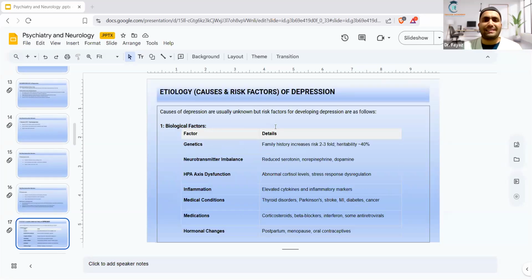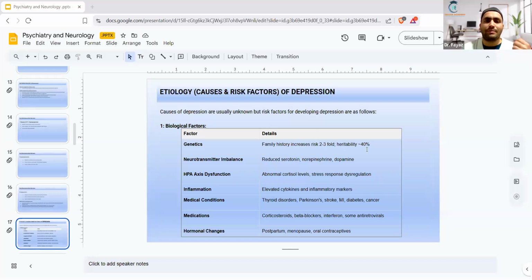Now, when we discuss etiology or causes of depression, in most cases we do not find any cause for depression. We have some risk factors, most importantly genetics. If someone has a family history of depression, their risk is 2 to 3 times higher than people who don't have a family history. Second biological factor would be imbalance between neurotransmitters, specifically serotonin, norepinephrine, and dopamine. Third is dysfunction of the hypothalamic pituitary adrenal axis.